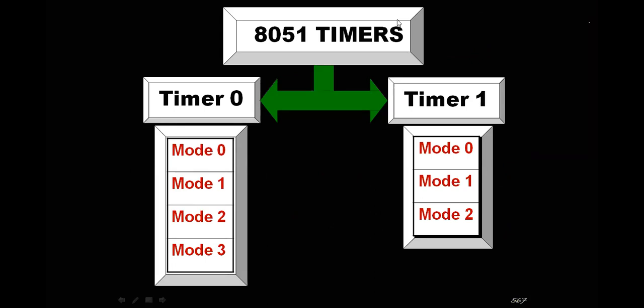Timer 0 and timer 1 are both 16-bit timers. We call them T0 and T1. T0 is again divided into two parts, TL0 and TH0. TL0 is the lower order 8-bit of timer 0 and TH0 is the higher order 8-bit of timer 0. Similarly, timer 1 is divided into 8-bit TL1 and TH1. Timer 0 operates in four modes: mode 0, mode 1, mode 2, mode 3. And timer 1 operates in three modes: mode 1, mode 2, mode 3.